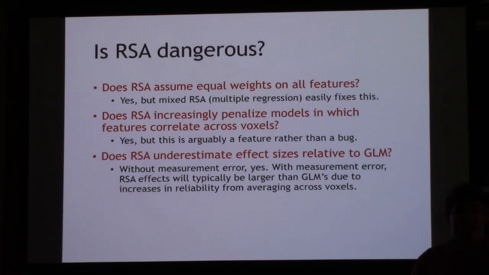But all that's in noise-free simulations. If you add measurement noise into your simulations, then actually RSA will most frequently have larger effect sizes than GLMs at the voxel-wise level because the GLM just considers each voxel separately. Whereas in RSA, you're combining across many, many voxels a lot of the time. And effectively, you're disattenuating a correlation by taking an average across voxels and getting more signal that way.